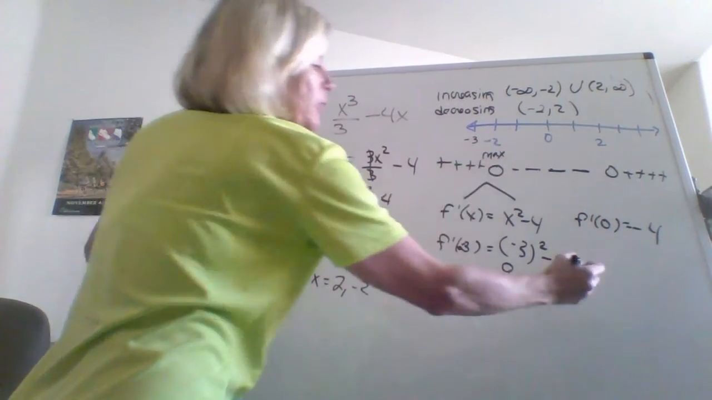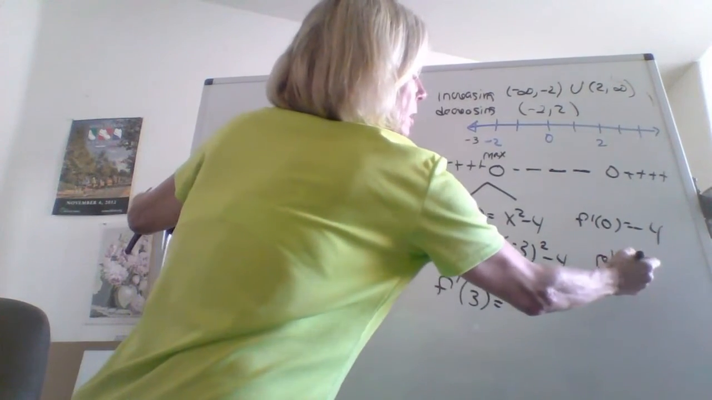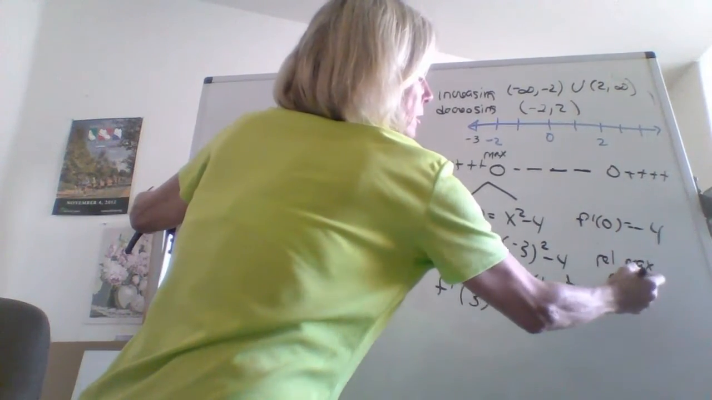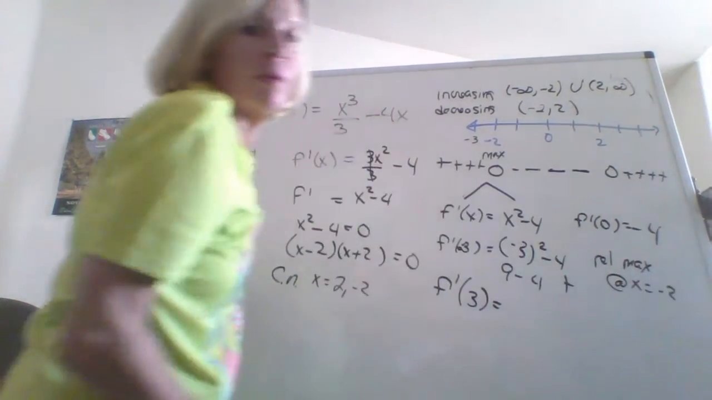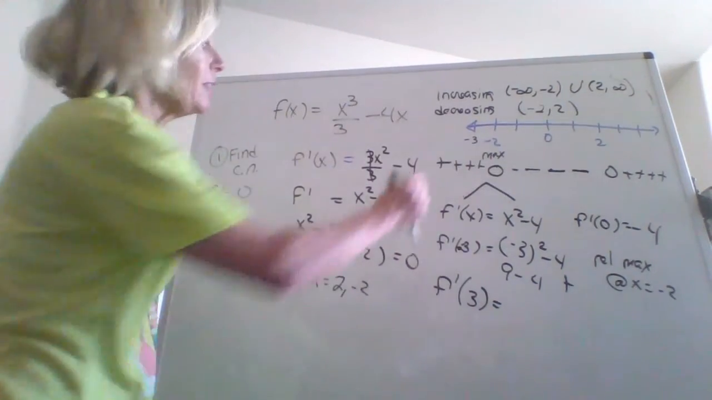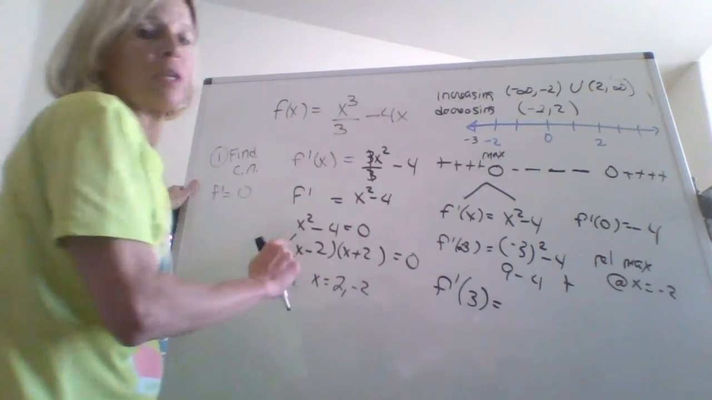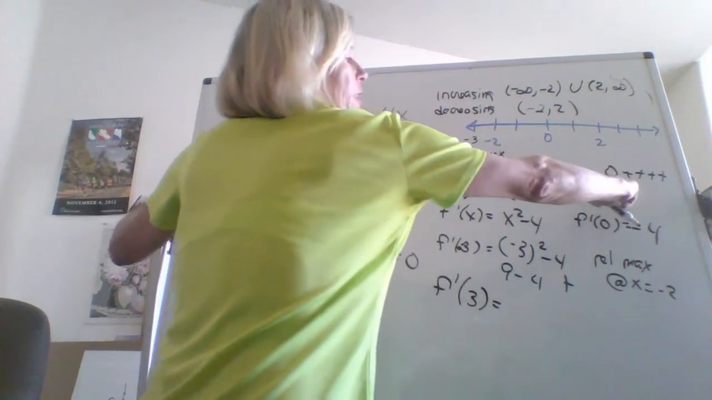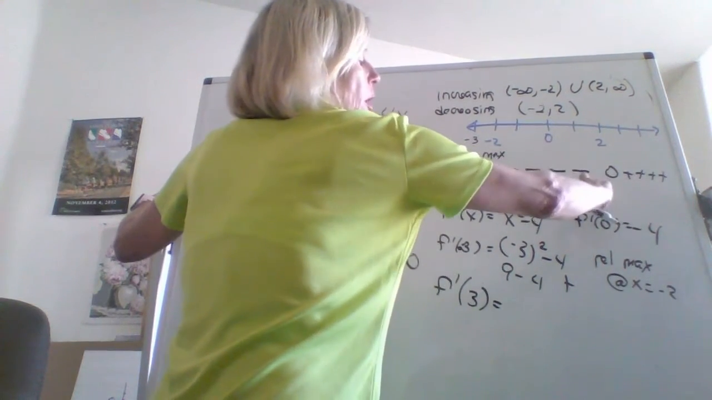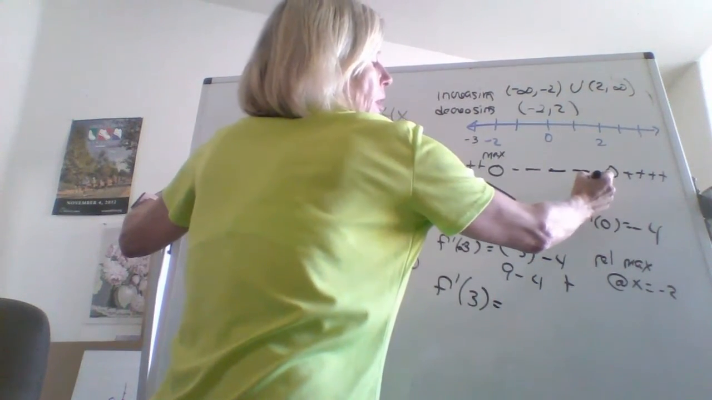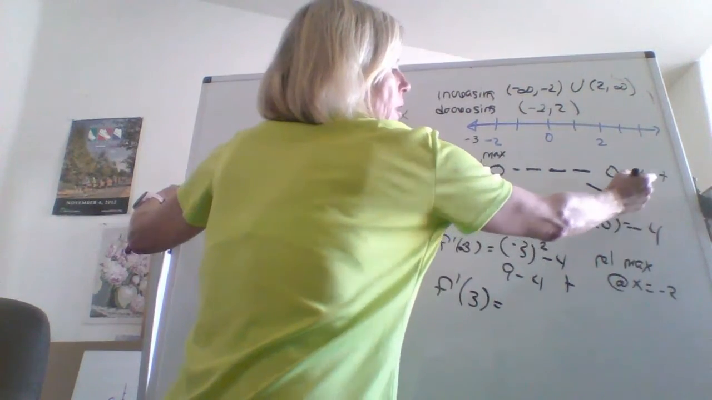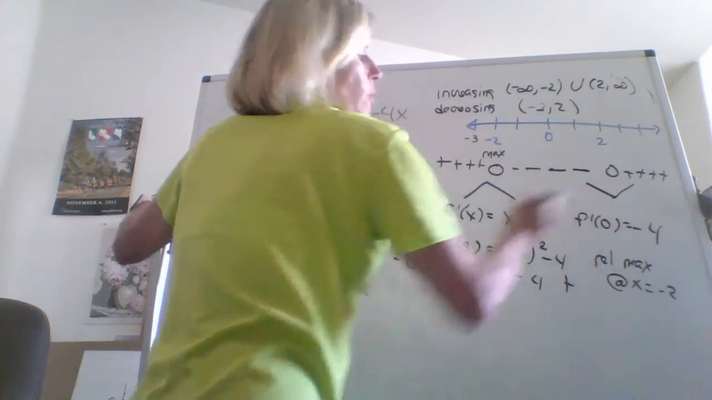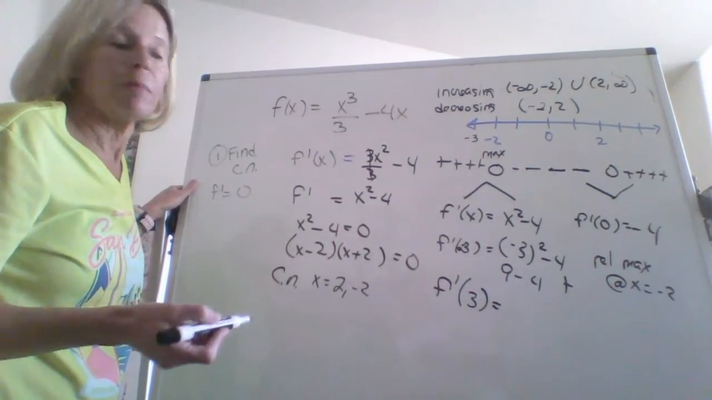I have a relative max at x equals negative 2. I haven't memorized anything, I'm just thinking about what's going on. Going up, going down. If I check at this second critical number, my derivative is negative. That means I'm going down, then I'm going up. So right here, we have a minimum.